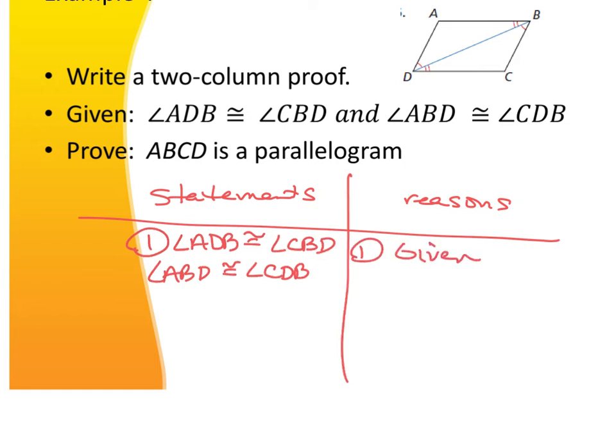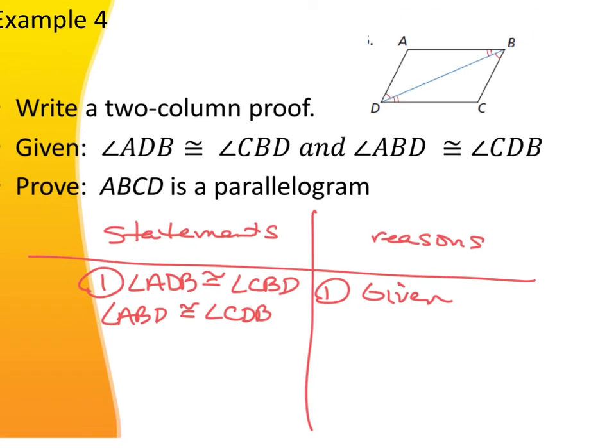Now remember my 5 ways. I can either show that opposite angles are congruent, or opposite sides are congruent, or opposite sides are parallel, or one pair is both parallel and congruent. I can show that my diagonals bisect each other. These are all different things I can do. But what I'm going to do here is, because, if you remember, way back from before Christmas, these angle pairs are actually alternate interior angles. So watch what I can do.